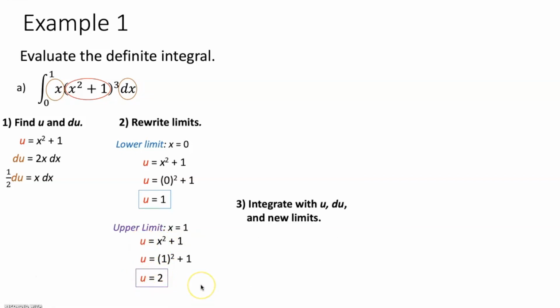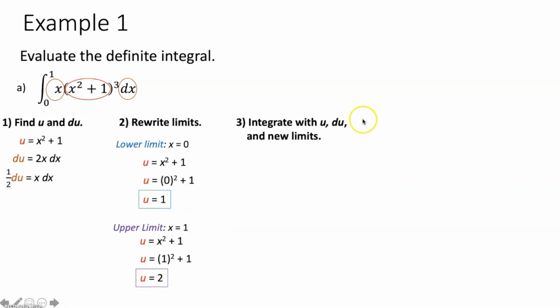So now we can rewrite our definite integral in terms of u and du with those new limits. So we're going to take u, plug it in for x squared plus 1. We're going to take 1/2 du, plug it in for x dx. Our new lower limit of integration is going to be 1. Our new upper limit of integration is going to be 2. So now we have our new definite integral that we can evaluate. Well, we need to prepare this for integration. So we take this 1/2, this constant, move it out front of the integral sign, and we're now ready to evaluate this definite integral.